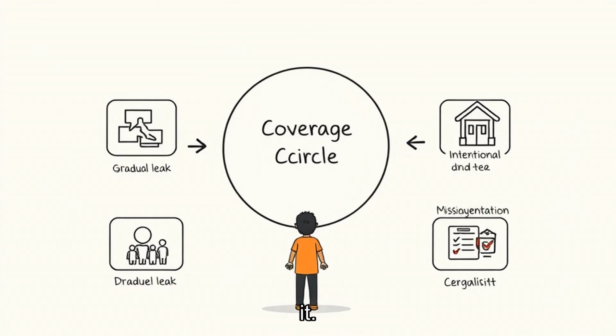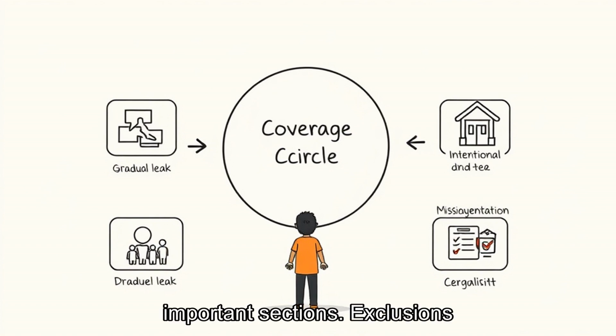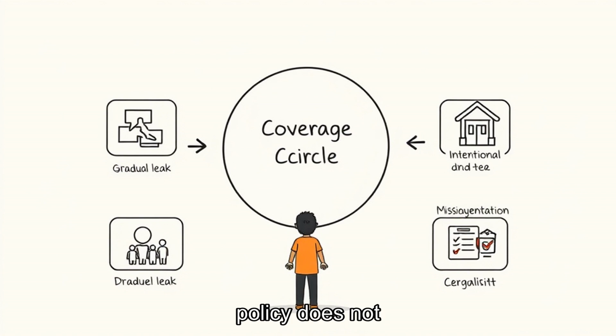Exclusions are one of the most important sections. Exclusions explain what the policy does not cover. This is where many claim surprises begin. A policy may cover sudden water damage but exclude gradual leakage. It may cover theft but require signs of forced entry. It may cover medical costs but exclude certain treatments. The exclusion page is not fine print to ignore. It is the boundary line.